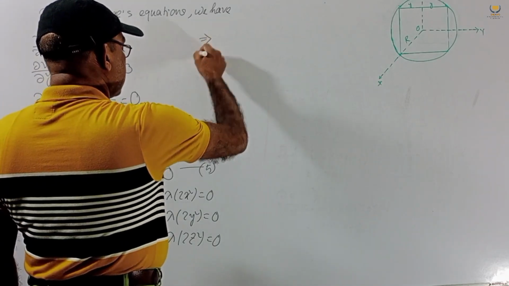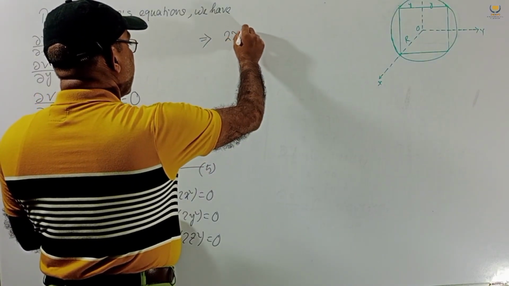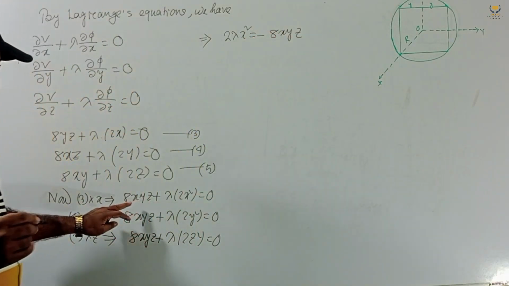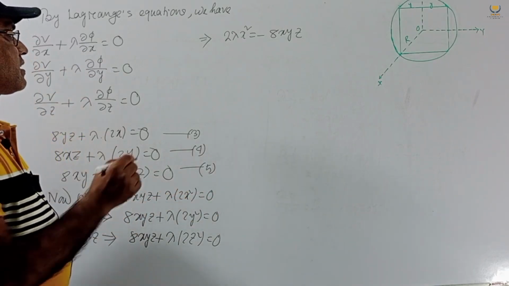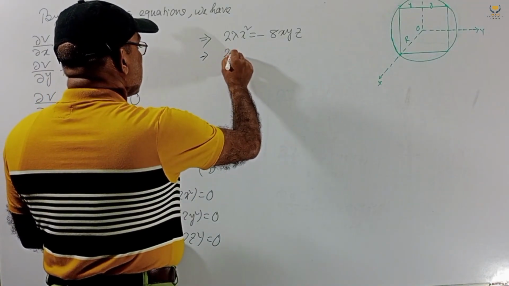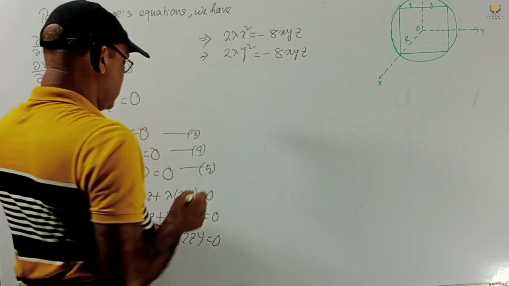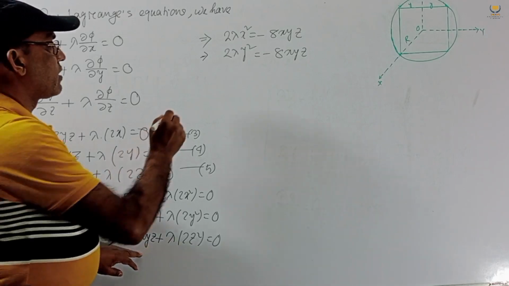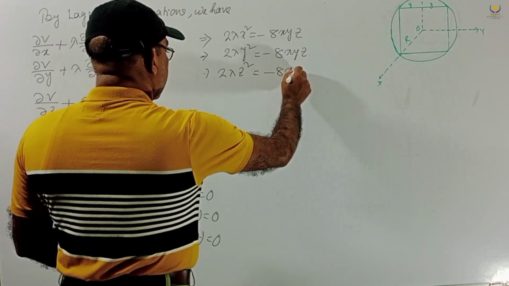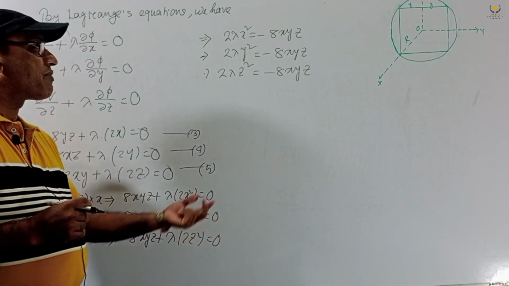This implies we get 2 lambda x square equal to minus 8xyz. If we take this one on the right hand side, this will be minus, and from this 2 lambda y square equal to minus 8xyz, and from this we get 2 lambda z square equal to minus 8xyz. Just solving this, taking these on the right hand side, ultimately we get this.